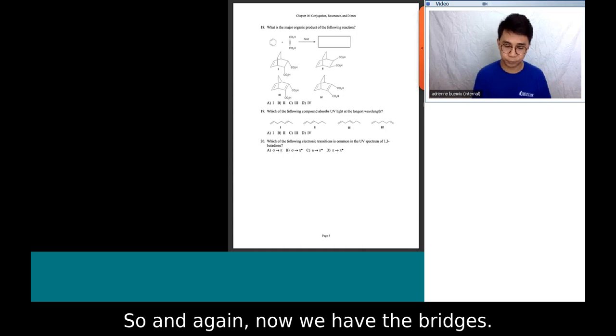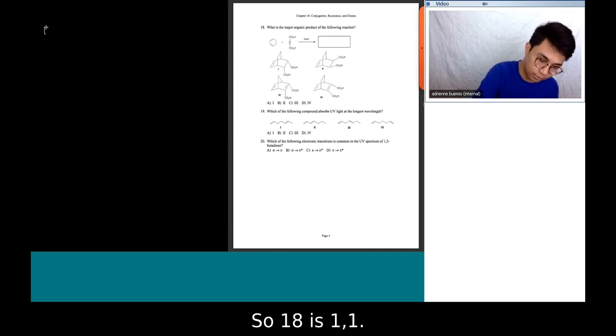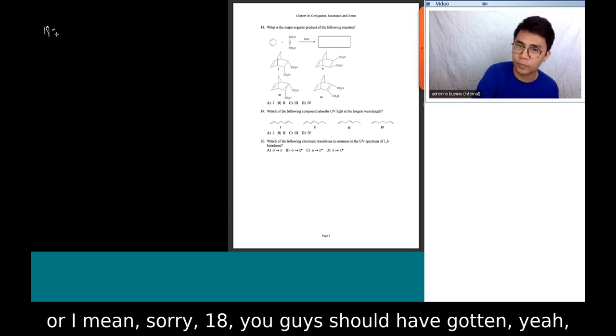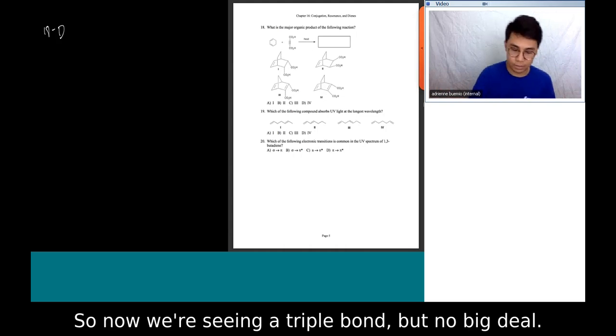And again, now we have the bridges, and you'll see how they're kind of represented, right? Okay, so 18 is a fun one, and you guys should have gone, yeah, D. So why is it D in the first place? So now we're seeing a triple bond, but no big deal.